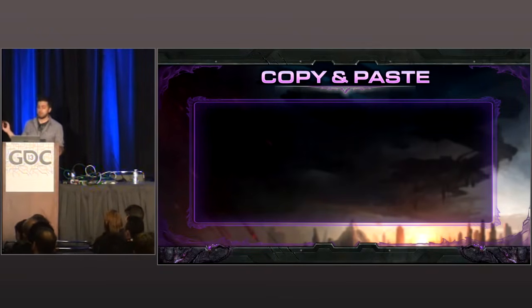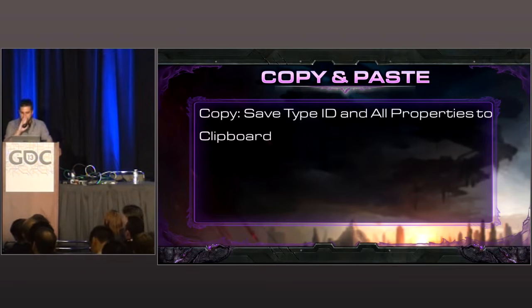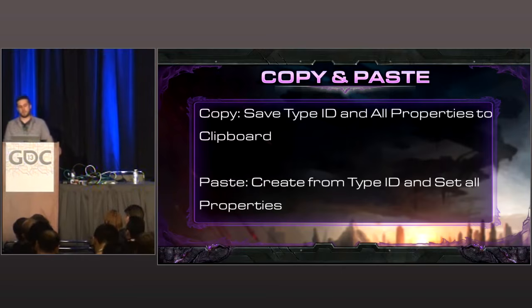So copy and paste is also similar. Copy and paste is always kind of similar to save and load anyway. What we do for copy and paste is we save out the type ID of the object that we want to copy, and then we save off the array of all the properties and their values to the clipboard. Then when it's time to paste, we create an instance of that object from the type ID we saved off, and then we just run through all of the clipboard properties and set their values.